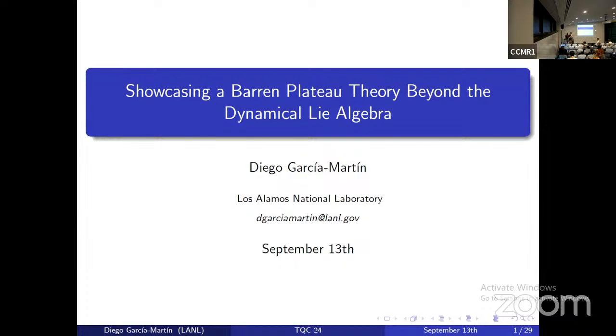All right, everybody, here we go. Last talk, last session. So we've already heard a lot about Barren Plateaus at this conference, and now Diego is going to tell us about what's new in Barren Plateau theory.